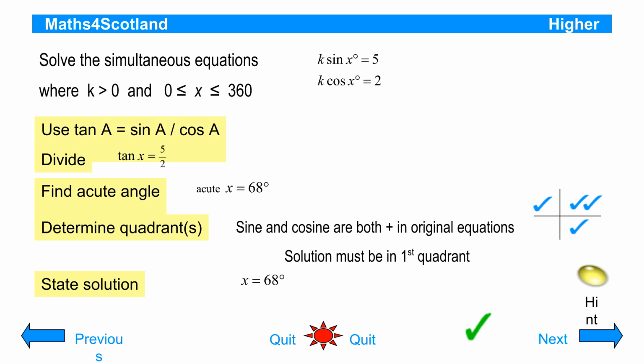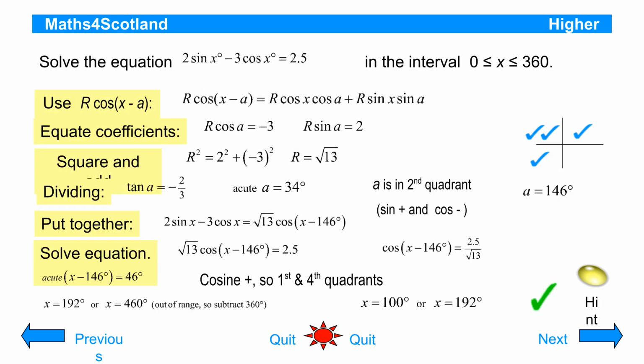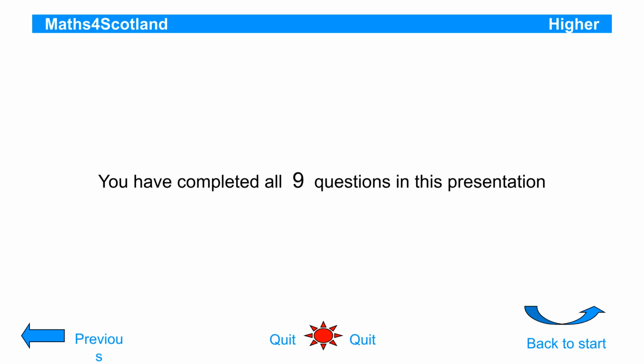In this final example, we solve simultaneous trigonometric equations. We'll simplify the system using the relationship between sine, cosine, and tangent, and then determine the solution in the correct quadrant. Finally, we address another equation requiring the r cos of x plus a form. We will perform the necessary substitutions and calculations to isolate x and find all valid solutions within the range 0 to 360 degrees. You have now completed all 9 questions in this series.